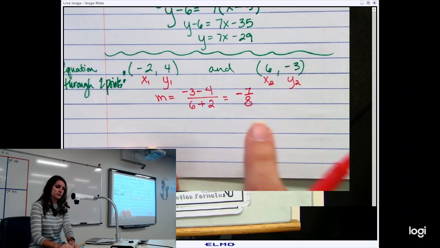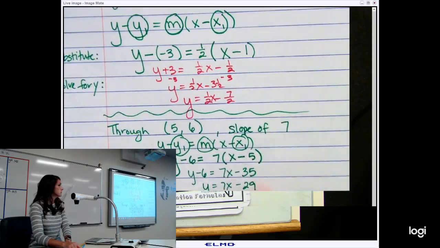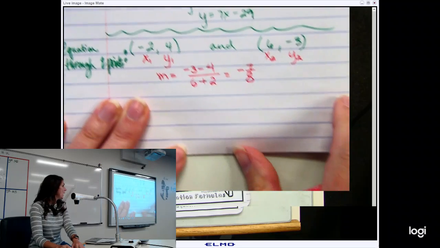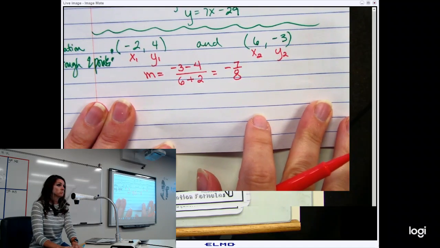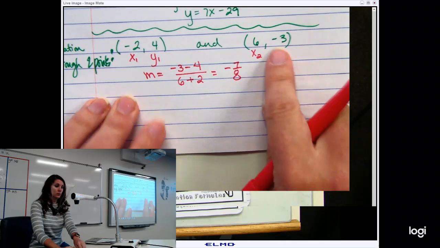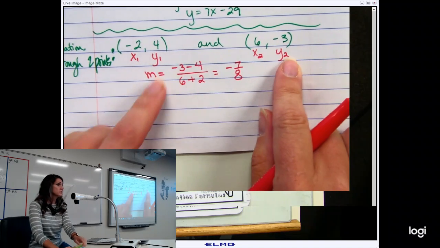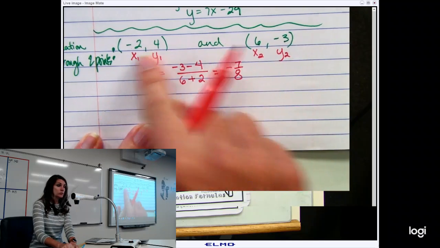All right, so I've got the slope, but I have 2 points. To do point-slope form, I need a point and a slope. So how do I know which one to use? Doesn't matter. Which one do you like the numbers better? That's really what it comes down to. Some people like even numbers, some people like positive numbers, some people like smaller numbers. So you can use either one.